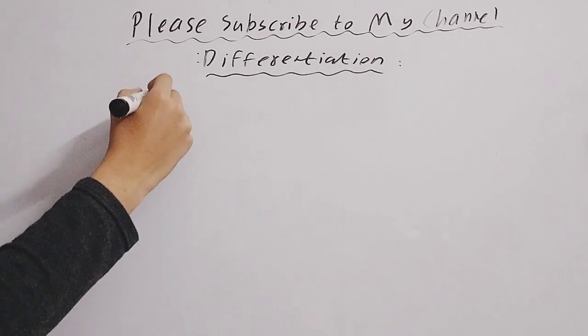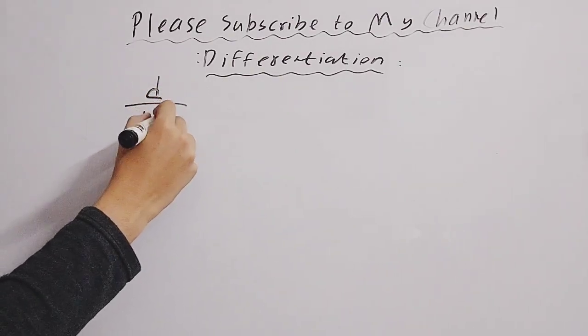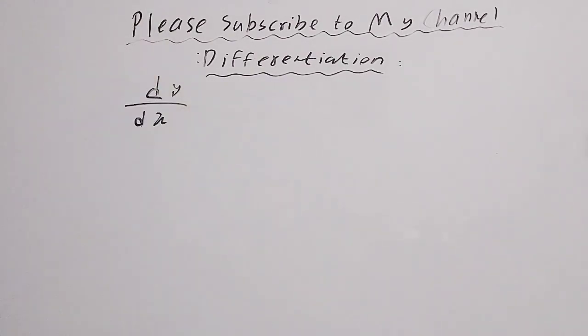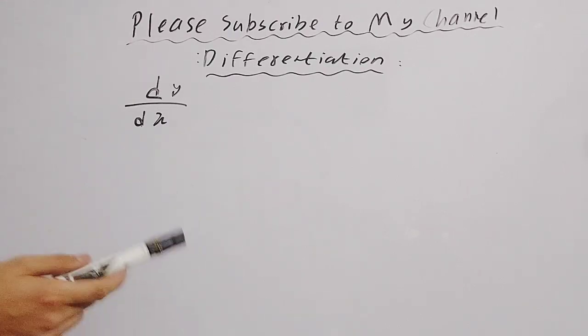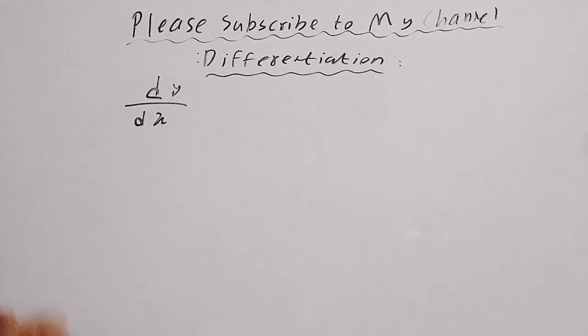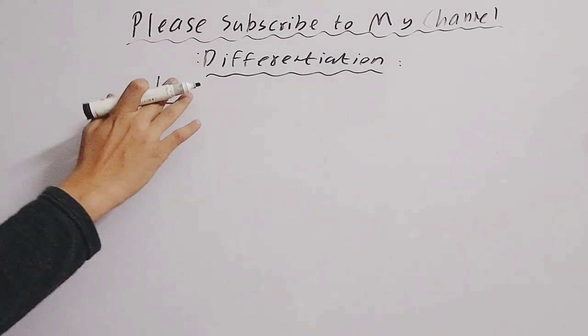The symbol for differentiation is dy over dx. y is the function which you want to differentiate and x is the variable which is present in the y function. First, you need to remember some rules of differentiation.